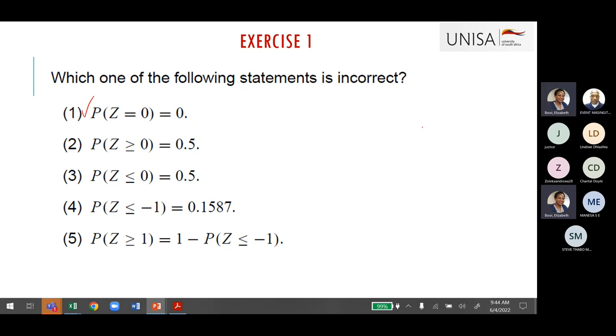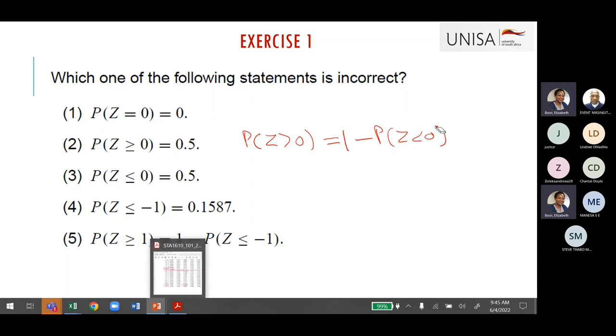Let's ignore the first one, right? Go to the second one. The second one says we need to find the probability of Z greater than 0. Because we want the probability that Z is greater than zero, the value we find on the table we need to subtract it. Because on the table, we're going to find the value of Z less than zero, right? That's what we're going to be finding. And remember, because we're working with two decimal tables, you can put two decimals at the end.